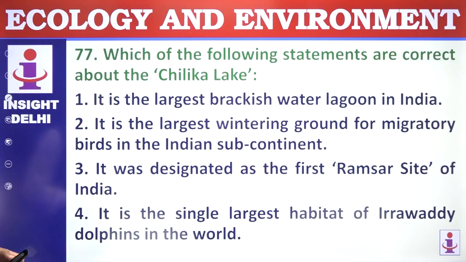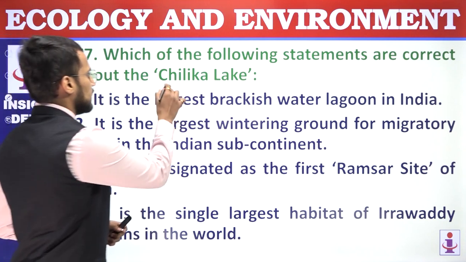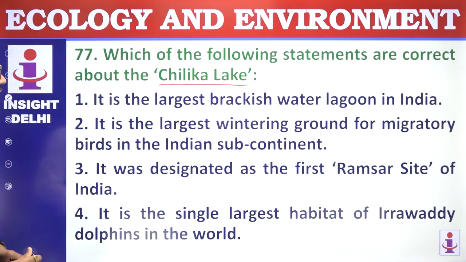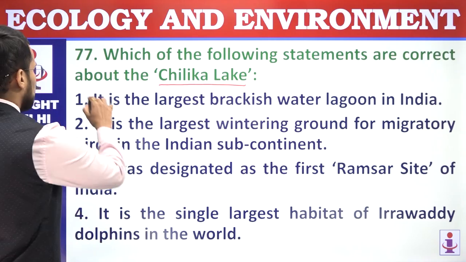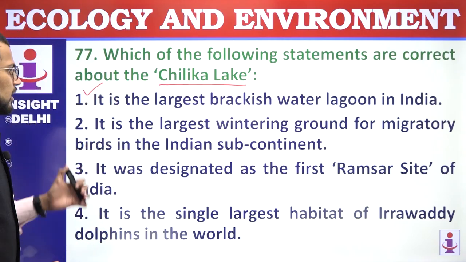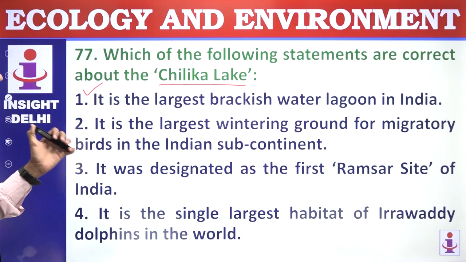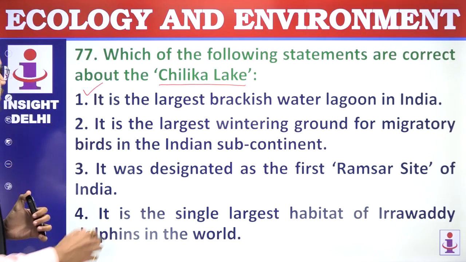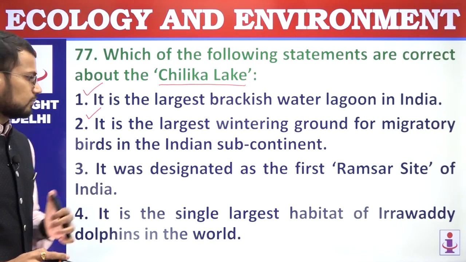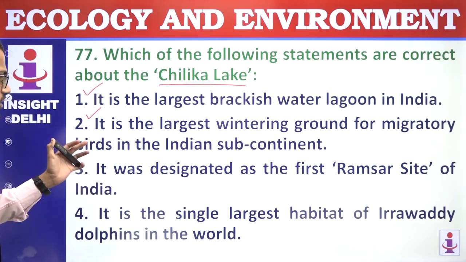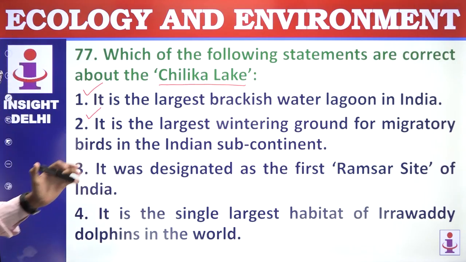Next now, 77. Which of the following statements are correct about Chilka Lake? First, it is the largest brackish water lagoon in India. Correct statement. Second, it is the largest wintering ground for migratory birds in the Indian subcontinent. Correct statement again. Third, it was designated as the first Ramsar site of India.